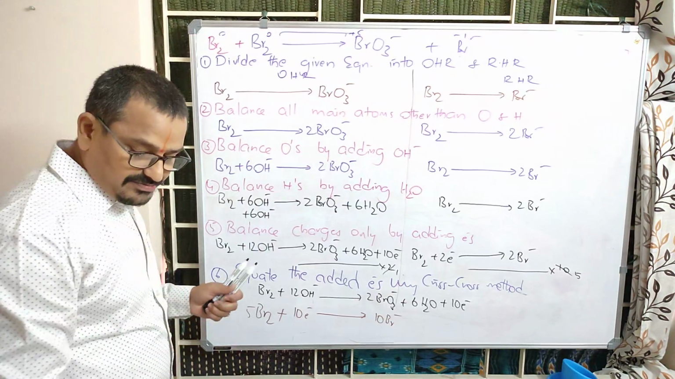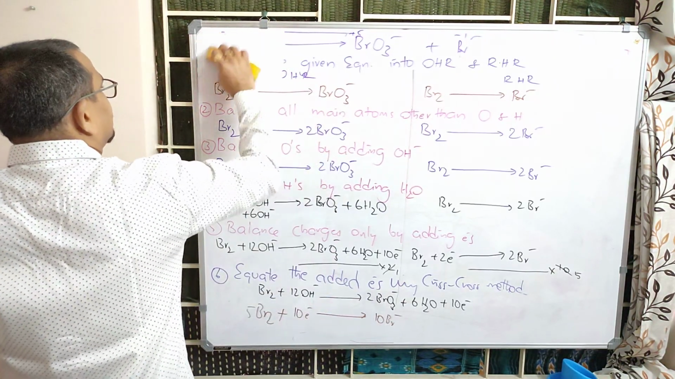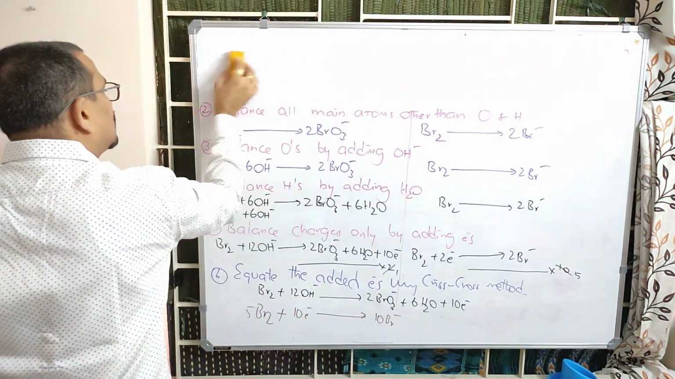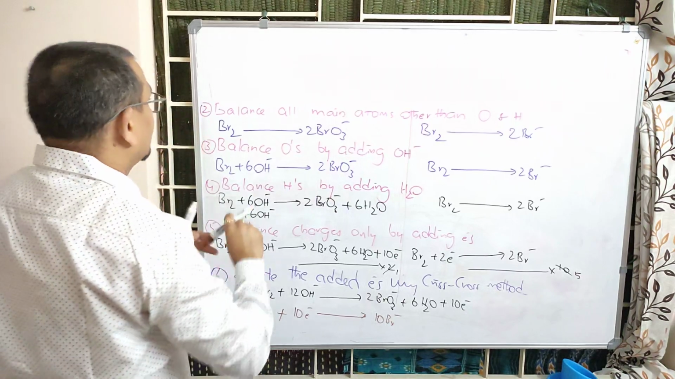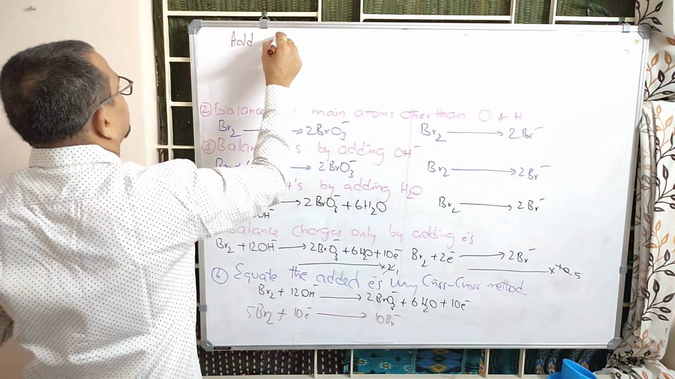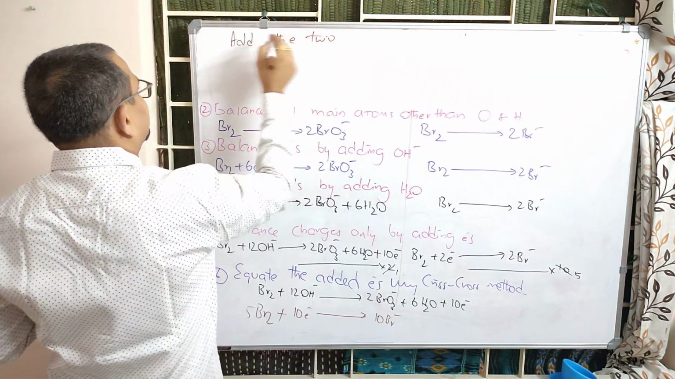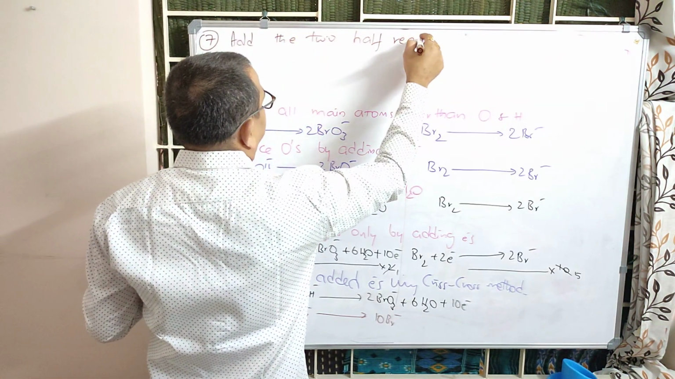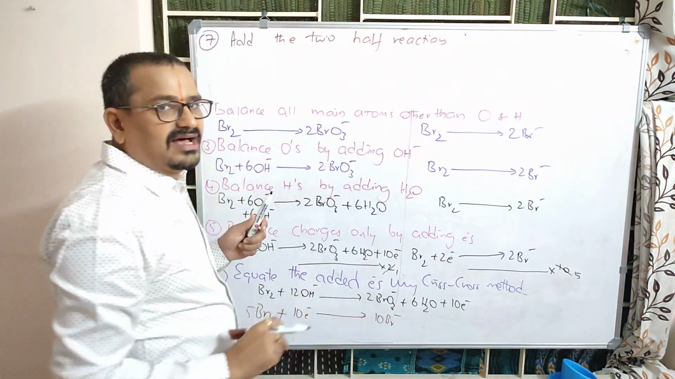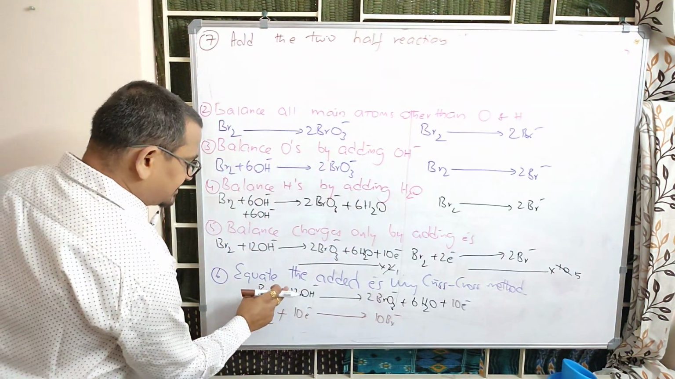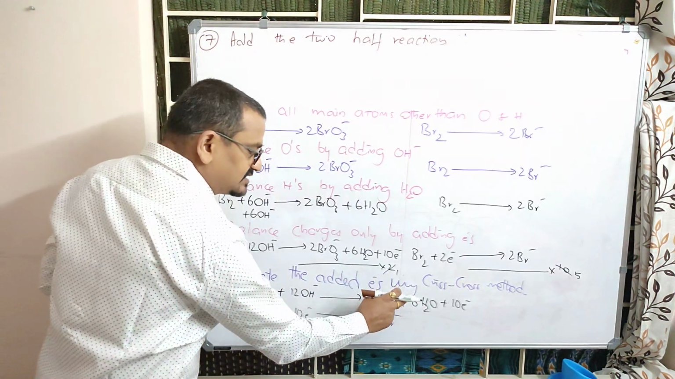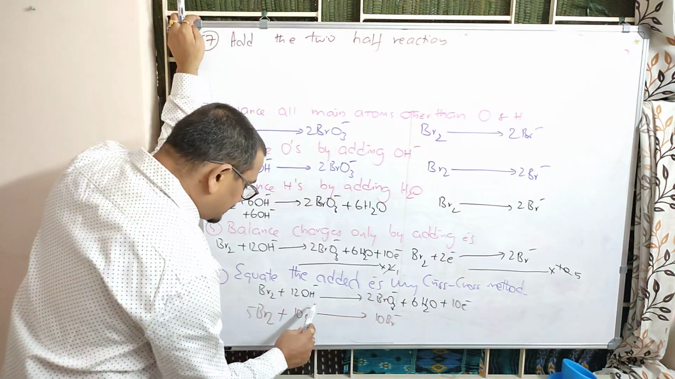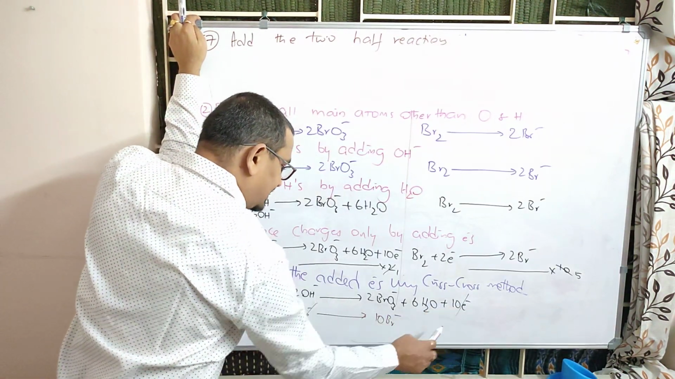Now what is the last step for us? See, to get the equation, what is the last step? Add the two half reactions. This is step 7. Add the two half reactions. These reactants plus these reactants giving rise to these products plus these products, right? Now, before adding, we can even cancel the number of electrons. 10 electrons and 10 electrons will be cancelled.